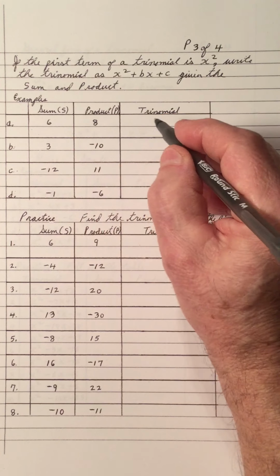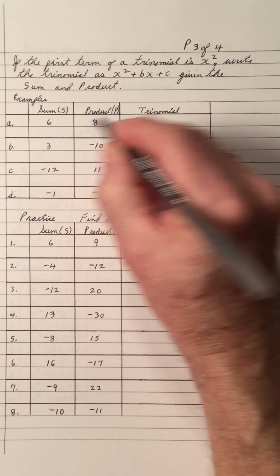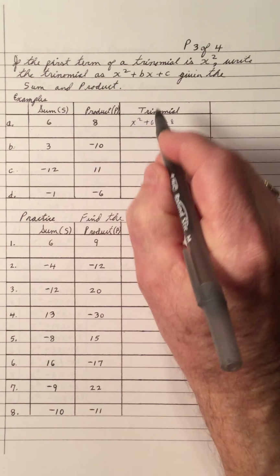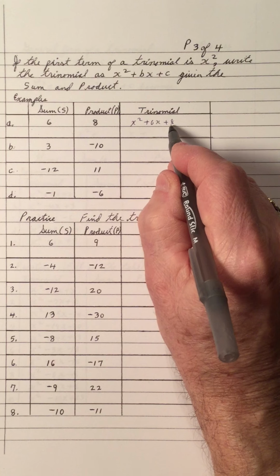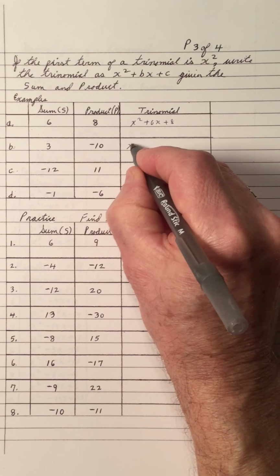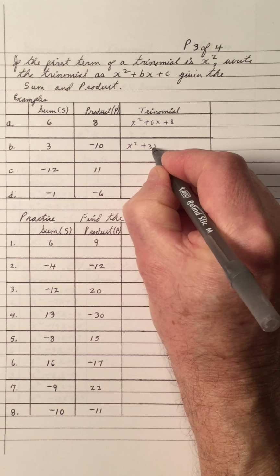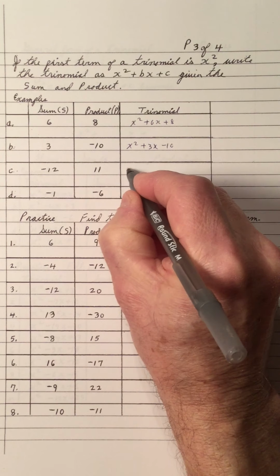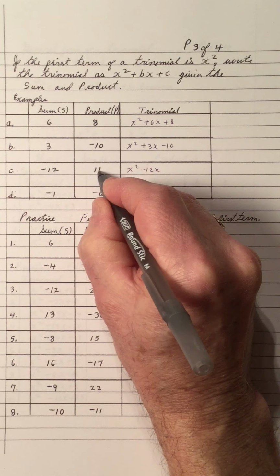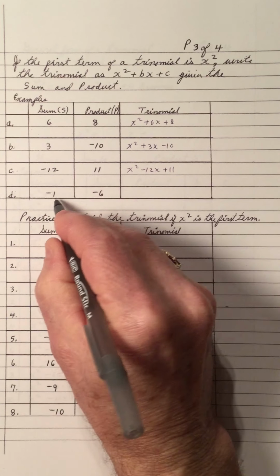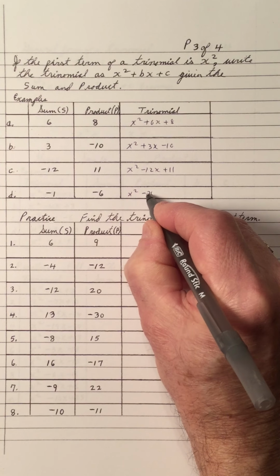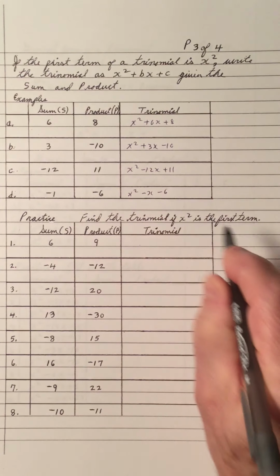So we have an x squared, and the sum is 6, so that's plus 6x, and the product is 8, because the sum is with the x, and the product is with the constant. The sum is 3, so we got x squared plus 3x minus 10. We got an x squared, sum is -12, so it's -12x, and the product is 11. The sum is -1, so it's x squared minus 1x, the 1 is understood, minus 6.